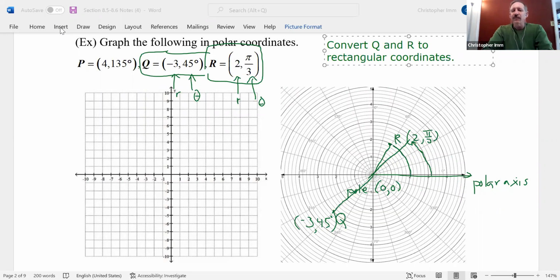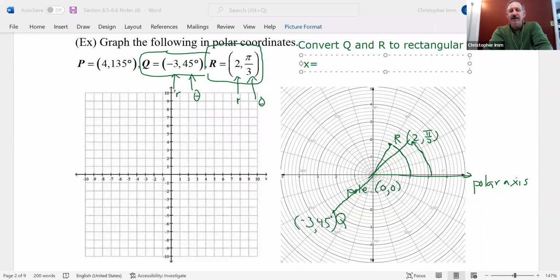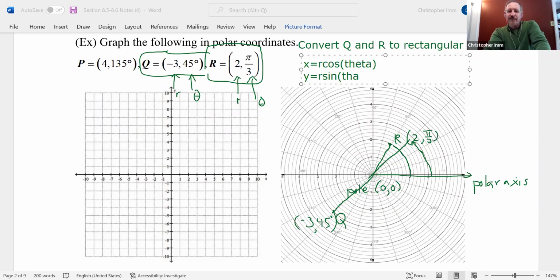So we're going to start there and then we'll plot those. If you remember our conversions, for X, you would just do R cosine theta, right? And for Y, the Y coordinate, you would just do R sine theta. So I'd like you to take a couple minutes and try to do those, please.